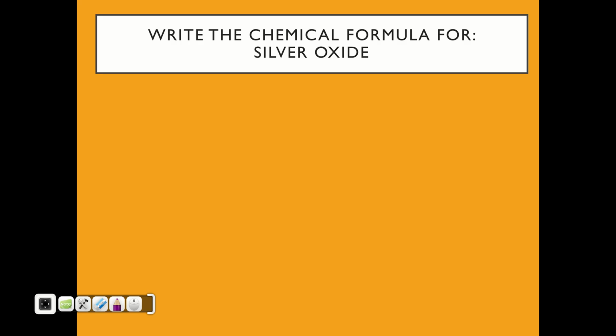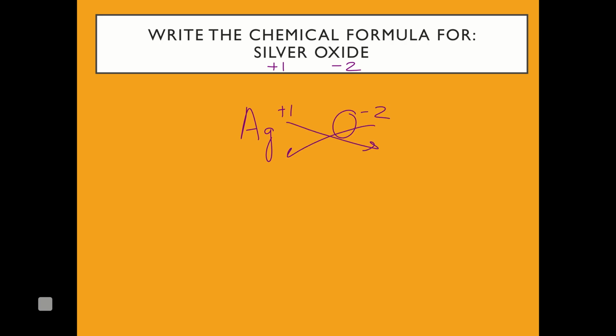All right, so here's already a tricky one. Silver oxide. This is one you're going to have to remember. Silver is always +1. Oxide is -2. So this would be Ag +1, O -2, crisscross, Ag2O.